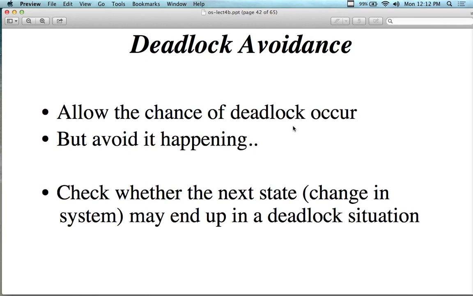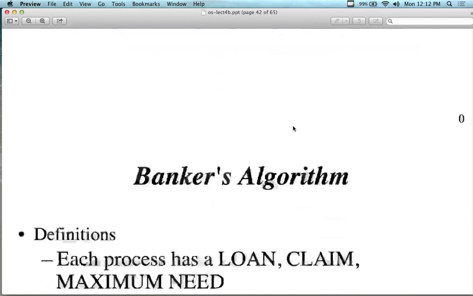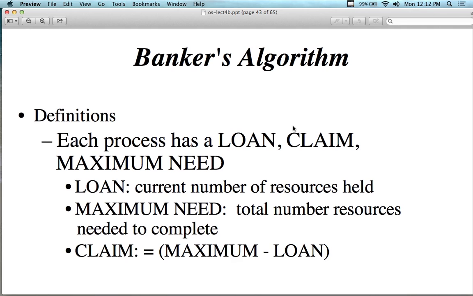So it's different. Or you could do avoidance, allow the chance of deadlock to occur, but avoid it from happening. So design the system so you can avoid the possibility, if possible. So you check whether or not the state is good before you try something. Well, that's going to slow your system down. You end up in a deadlock situation if you don't check it. So you check the state and see if that's something that's going to happen.